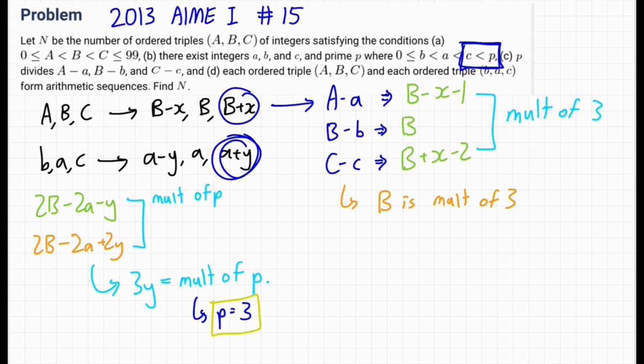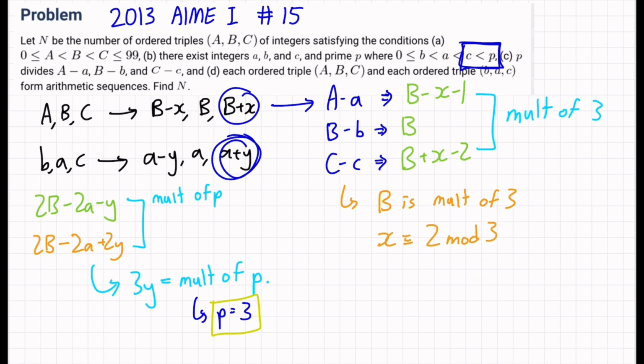So since minus x minus 1 is a multiple of 3, if we multiply minus 1 to both of these, then this is still going to be a multiple of 3, right? And so that means that x must be congruent to 2 mod 3, right? And so we have these two important truths here. b is a multiple of 3 and x is 2 mod 3.